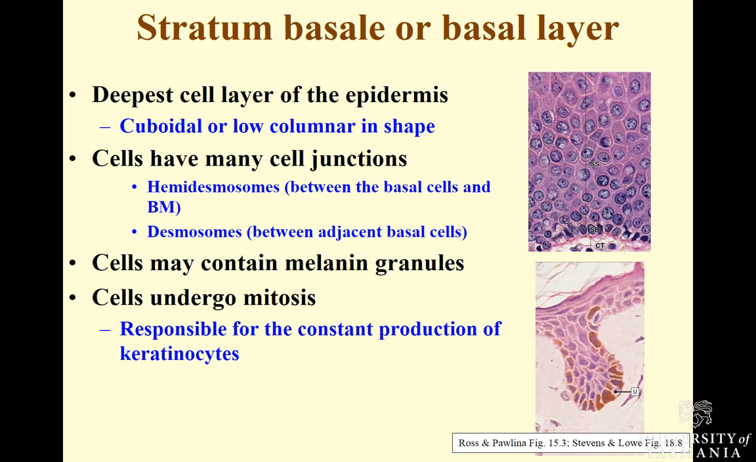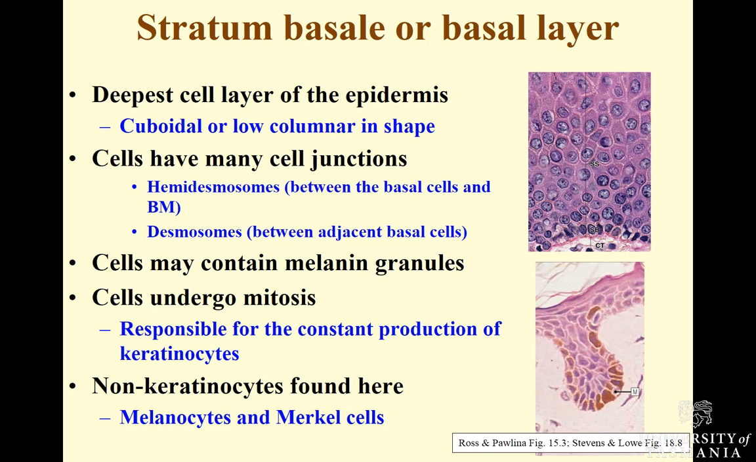The cells undergo mitosis in this region, so this allows for the constant production of keratinocytes as they migrate their way through the layers, and eventually they're sloughed off at the surface through abrasion. And as I just mentioned, we find not only keratinocytes but also non-keratinocytes in this layer. Within the stratum basale, we can also find melanocytes, which we just talked about. They produce the melanin, which they pass on to the surrounding keratinocytes, and Merkel cells. They're a special type of sensory receptor cell that allows us to detect touch, but we'll talk more about them a bit later in this lecture.